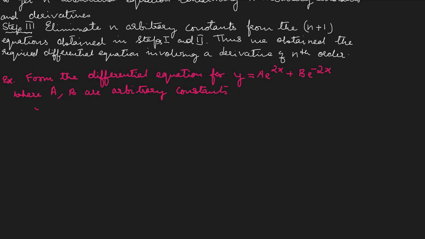This given family of curves is y is equal to a e to the power 2x plus b e to the power minus 2x. Name it as equation 1. As you can see in this given equation, how many constant terms are there? There are 2 constant terms. So to obtain the differential equation, by the above working rule, I have to differentiate this equation 1 two times to eliminate a and b.